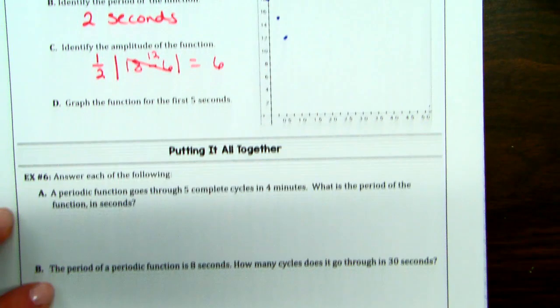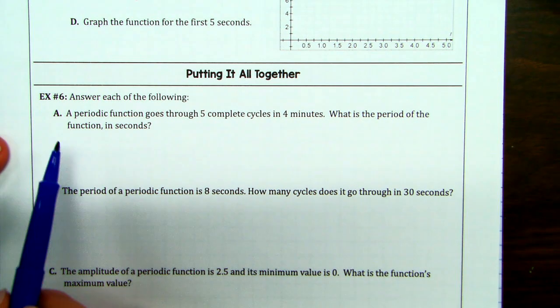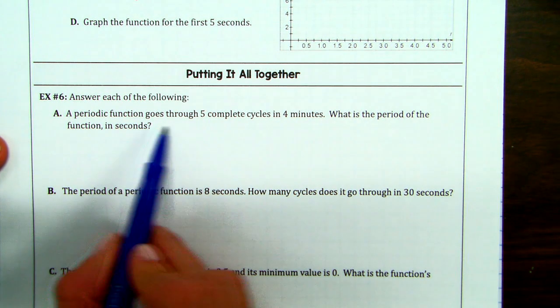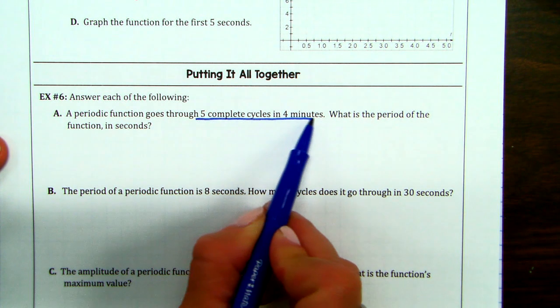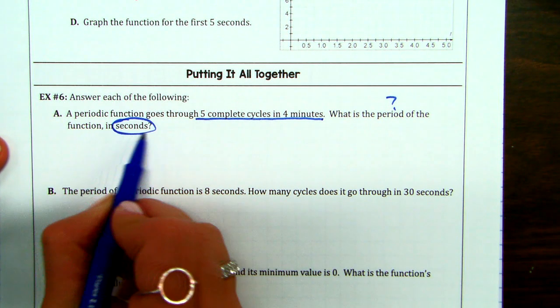All right. Last question. And I was confused with this at first. They're not related questions. It's just 3 separate questions. Okay. So answer each of the following. A periodic function goes through 5 complete cycles in 4 minutes. What is the period in seconds?